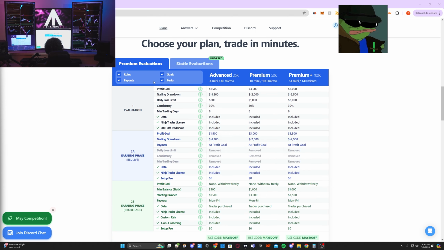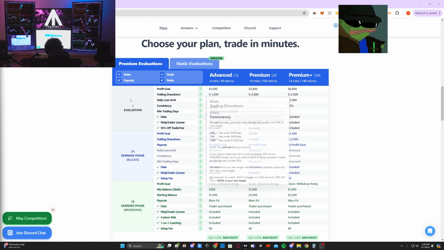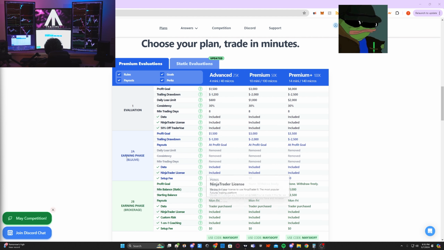So if you look here, you pass the evaluation, and then you go into the earning phase. Your earning phase has a $0 setup fee. So there's no activation fee like on Apex. Once you get funded, you have to pay an activation fee. You don't have that with BluSky.